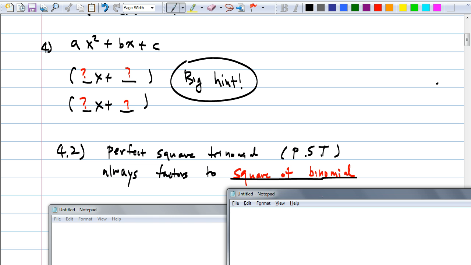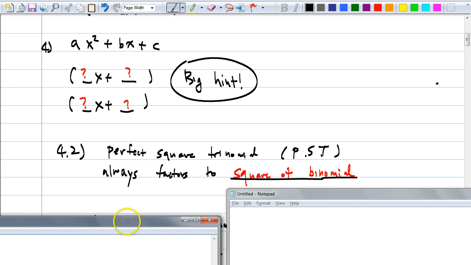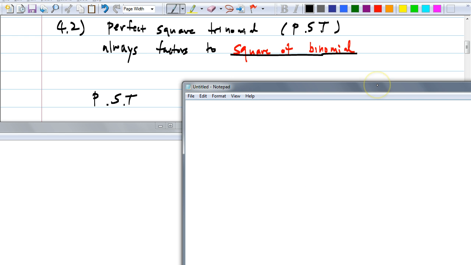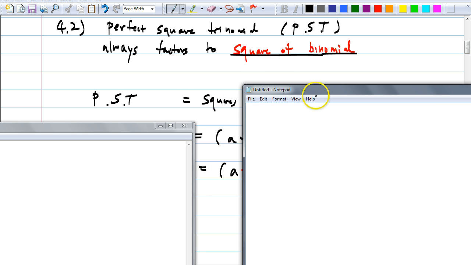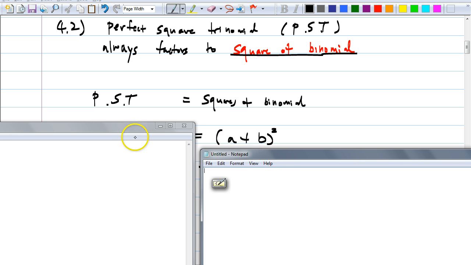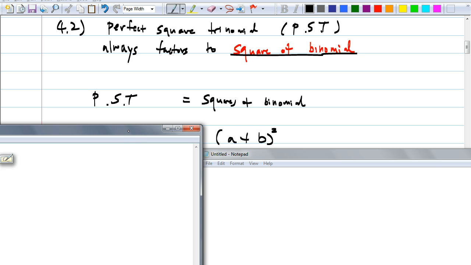You guys remember that? So it's easier going the other way, right? So PST always factors to the square of a binomial. If I have a plus b squared, just like Aaron said, what does that look like when you multiply that out? Remember, we learned this pattern. That trinomial must look like what?